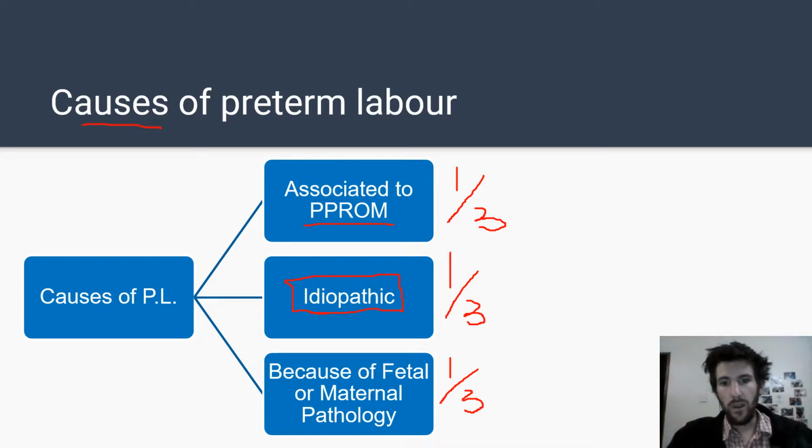The last group is due to fetal or maternal pathology that makes us, as professionals, induce the labor. So this is not a preterm labor that starts by itself. It's a preterm labor that starts because we induce it, secondary to another disease. The most common example is preeclampsia with severe features. We need to finish the pregnancy if we have HELLP, for example, because the placenta is responsible for this disease. To save the life of the mother, we need to remove the placenta, so we induce a preterm labor.